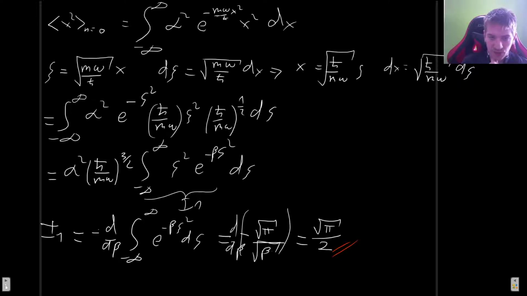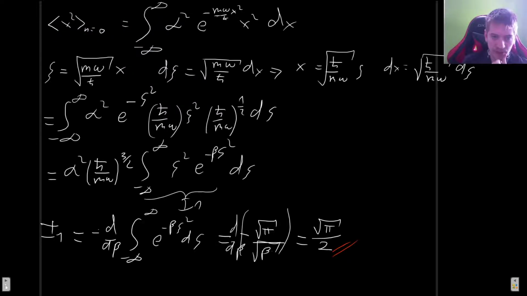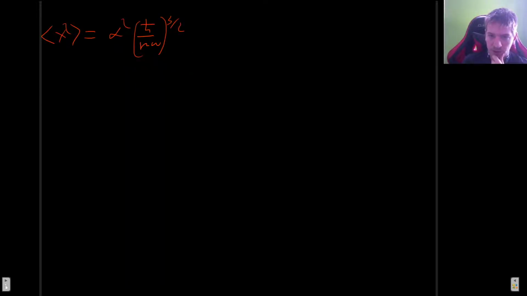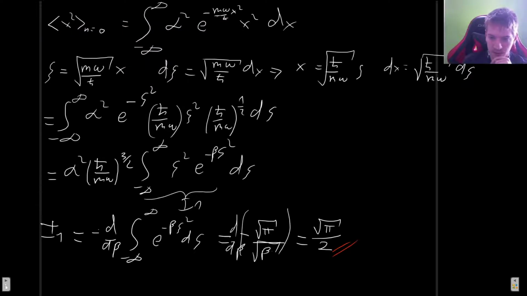So let us now go to the next page and write it in. So the expectation value of x squared is going to be alpha squared times (ħ/(mω))^(3/2), if I remember correctly. Let me take a look. Yeah, that's what it was. And this is going to be multiplied now by the square root of pi divided by 2, but that 2 is not in the square root. So let me just fix that. Just want to make sure that I didn't make that mistake before. Okay, great.